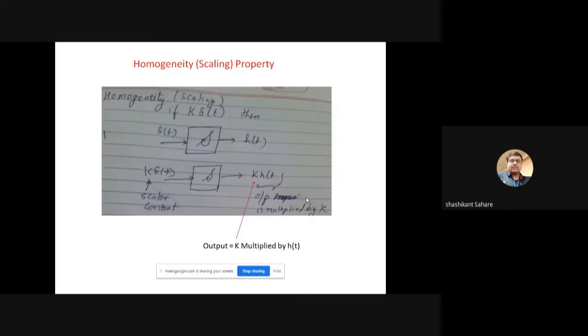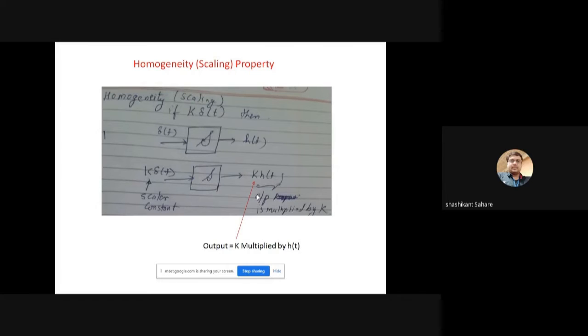The next property is the homogeneity property, or sometimes called the scaling property. The scaling property is very simple. If the input δ(t) is multiplied by some scaling factor, let us say k is a scaling factor, or we'll say k is a constant, it may be voltage or any value, right? If I multiply δ(t) by k, obviously the output response will also be multiplied by k. So this is the homogeneity property. It shows that the output is equally multiplied by whatever scaling factor we apply at the input.